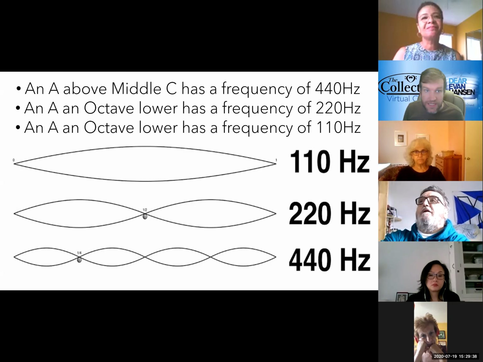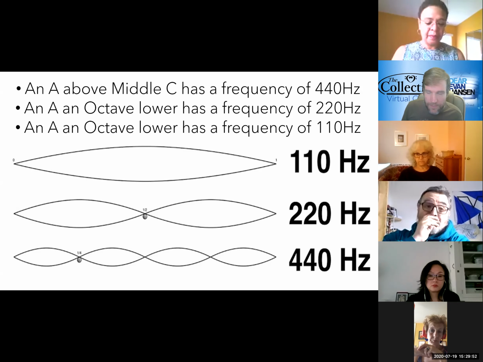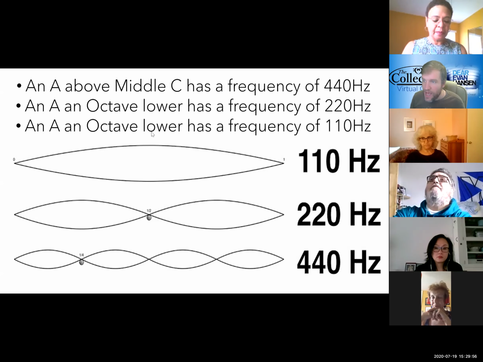This is in nature. This is nothing that anybody invented. Those notes to our brains sound the same, but they're like a higher and a lower version of one another. If we halve that frequency again, 110 hertz, that sounds like an A an octave lower. If we were to do a note of 880 hertz, doubling it, we would sound an A an octave higher.